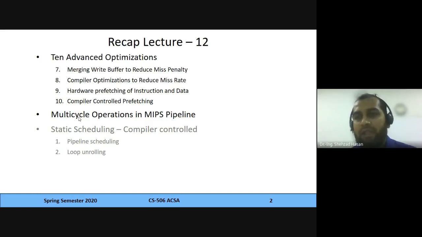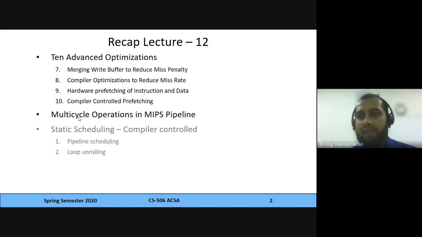Like for example, multiplication or division operation, or addition operation, even for floating point numbers. So you cannot expect that operation to complete in a single cycle. So we discussed a multi-cycle operation MIPS pipeline. Much of that I gave you as an exercise to read yourself. I hope you have done that as well.